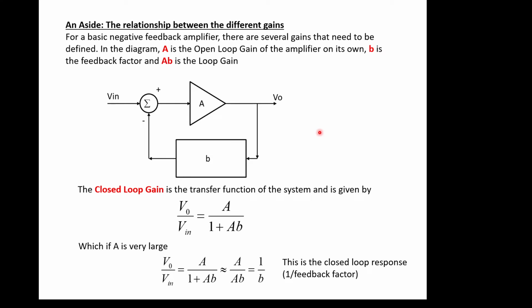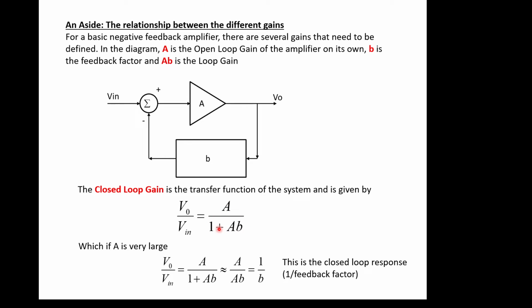So the closed loop gain is the transfer function of this whole system, with the feedback applied. If you go through the analysis, I'm sure you've done it loads and loads of times, you end up with this quite famous equation where the output voltage of the closed loop system is A over 1 plus AB.